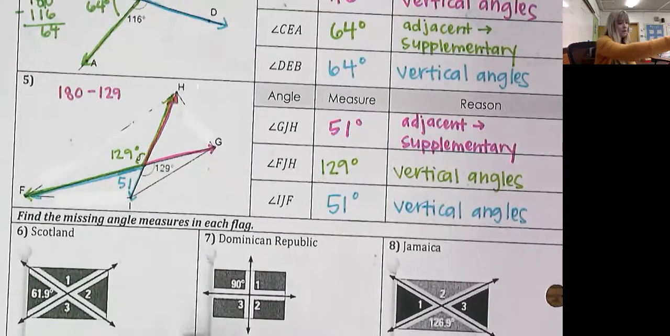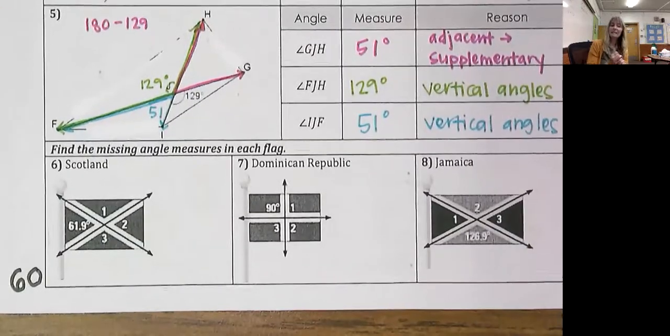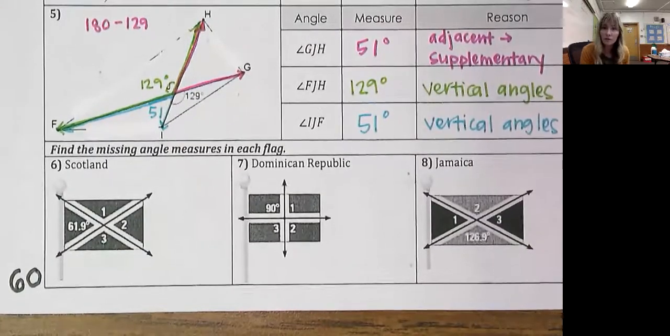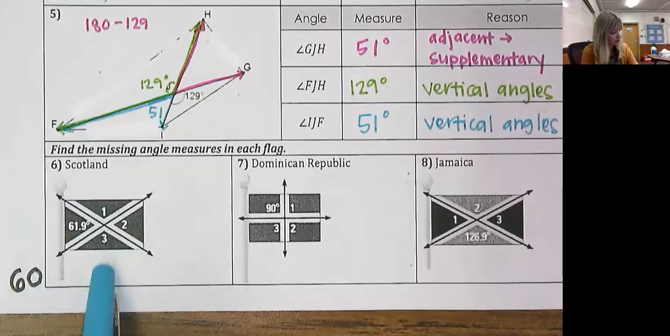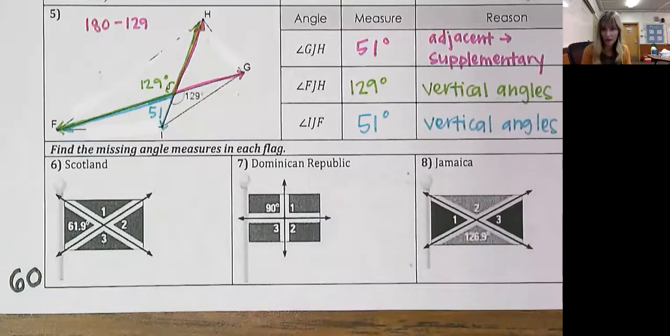So here's what you're going to do. There are 3 flag designs that involve vertical angles and supplementary angles. One of them is the flag of Scotland. You can't see all the colors, but one is the Dominican Republic and one is the flag of Jamaica. I have given you one of the angle measures and I want you to try and find the rest. Go ahead and pause this video and give that a try.